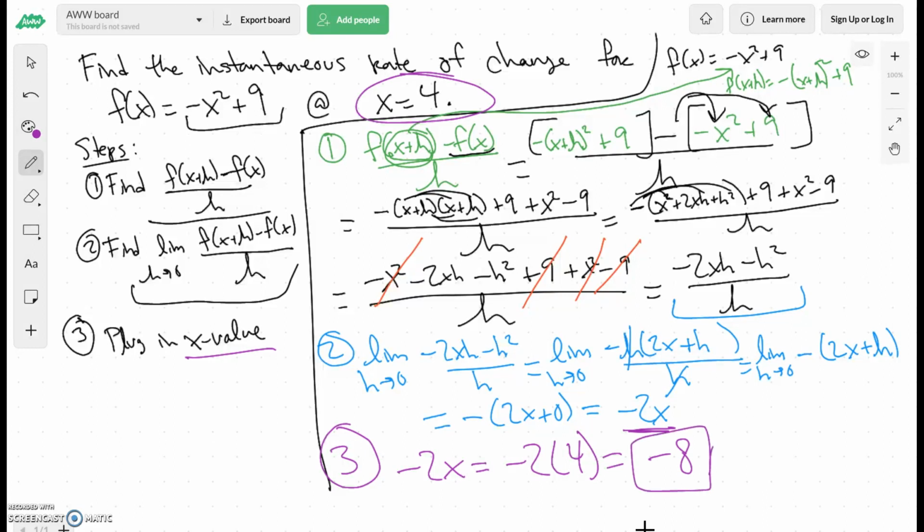Now graphically, if you wanted to know what was going on, if I were to graph this particular function, this is actually a parabola. It starts at 9, and it's a sad parabola because there's a negative, so it's going downward. What this is telling me is that at x equals 4, so let's say this is x equals 4, at this particular point the slope of this line is negative 8. That's basically what this is telling you. That's what the instantaneous rate of change is. So hopefully this problem helped out. Feel free to rewind this as much as you need, but this is how you would do problems like this.